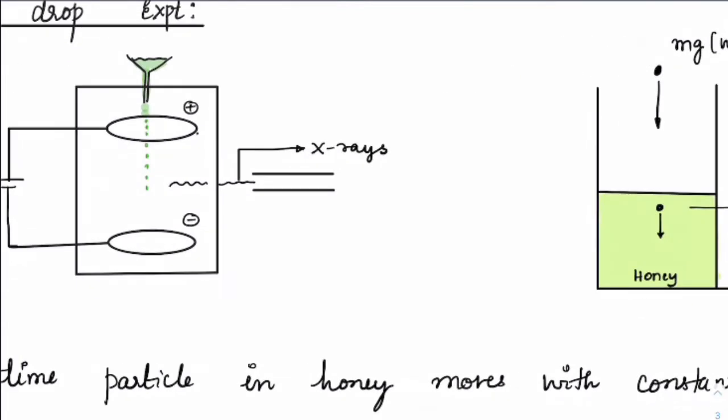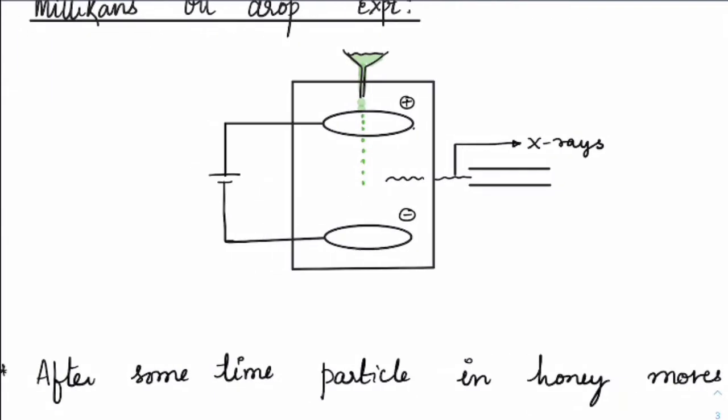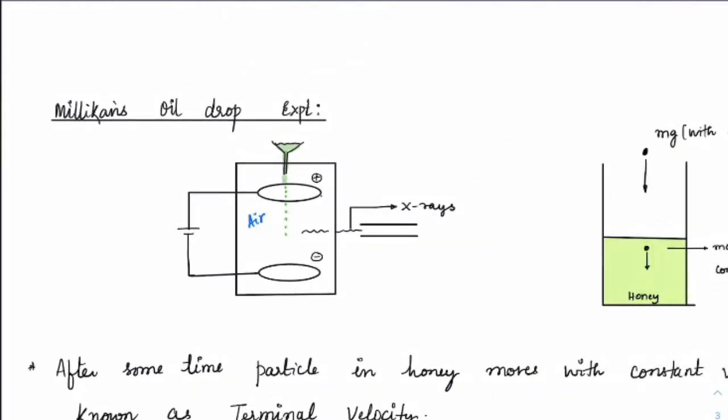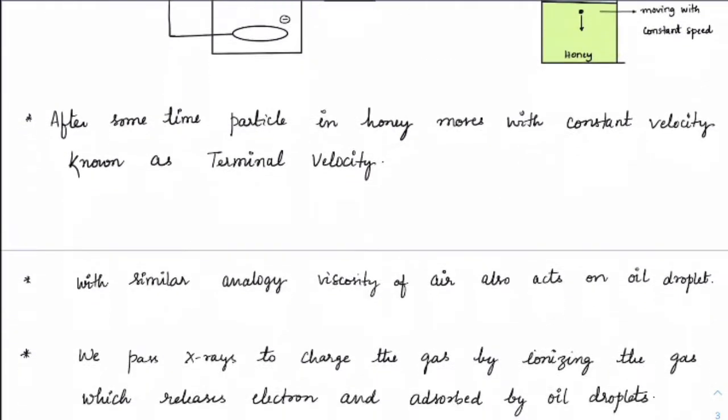Okay, we will use this fundamental in Millikan's oil drop experiment, where you see what we are doing through a funnel. We are making very small oil droplets, and those oil droplets are falling, right? And here we have air. Got it? So in air, it is experiencing that viscous force from air. So it would attain a constant speed after some time. Got it? So that's what I'm trying to explain here now.